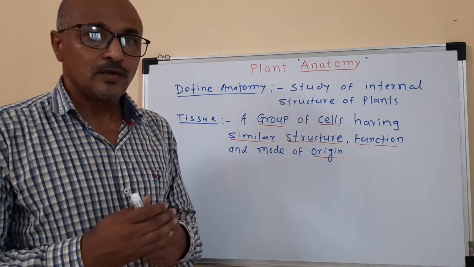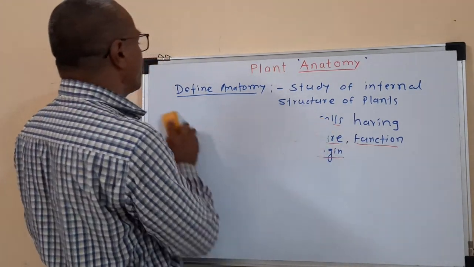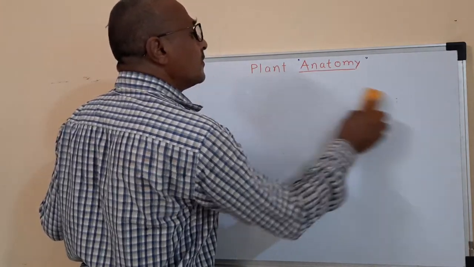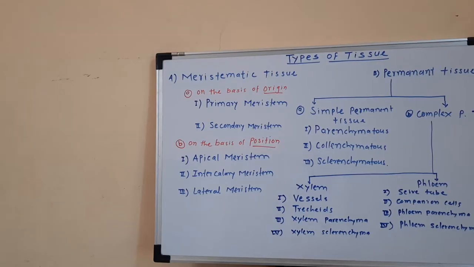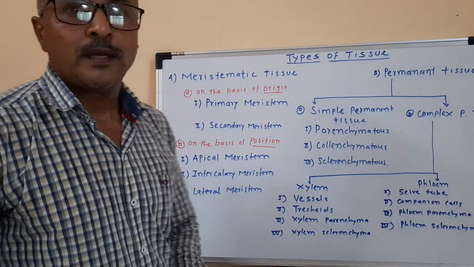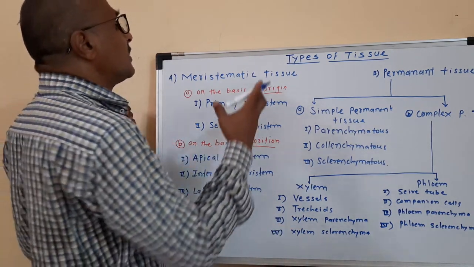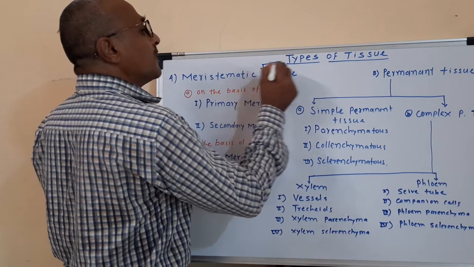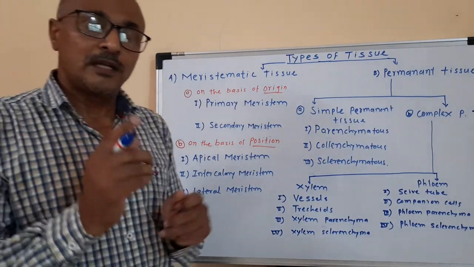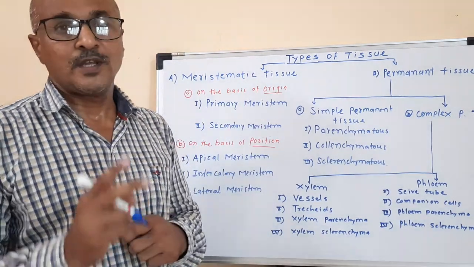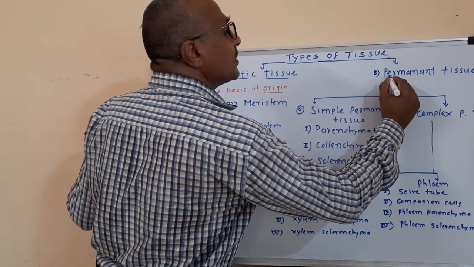Likewise, first of all we are going to see the types of tissue. The tissues are of different types. Basically, the tissues are differentiated on the basis of their nature into two main types, that is the meristematic tissue and the permanent tissue.